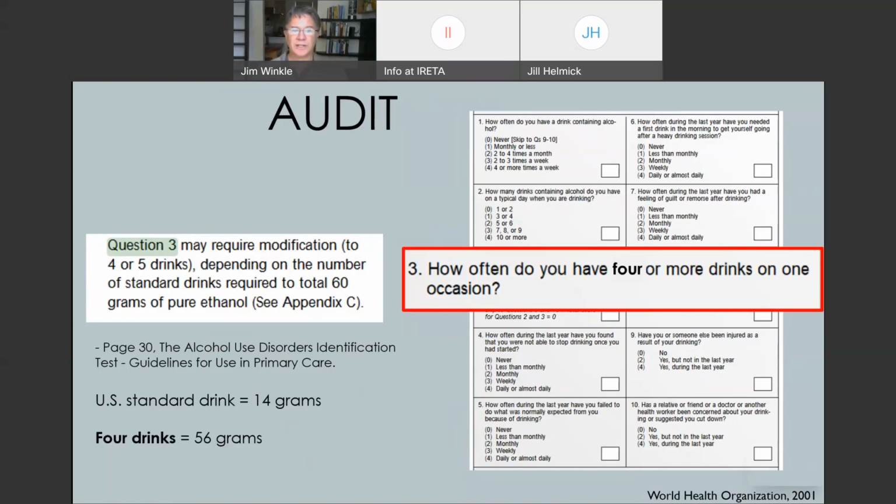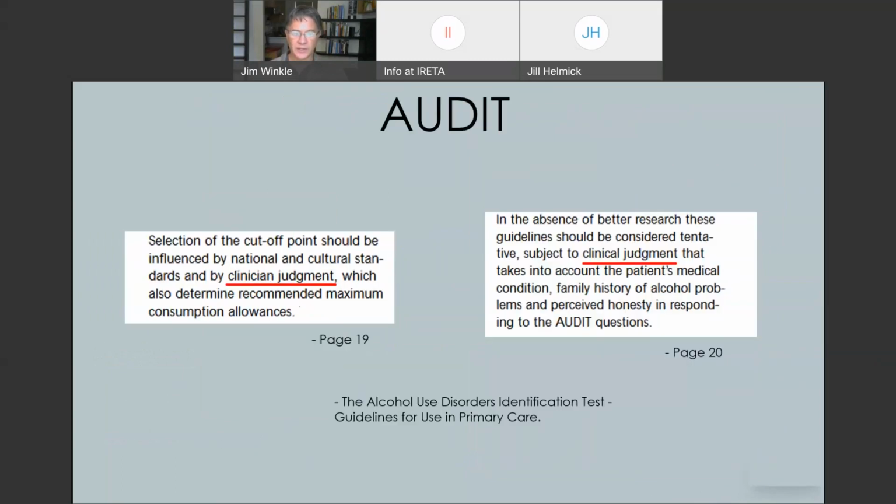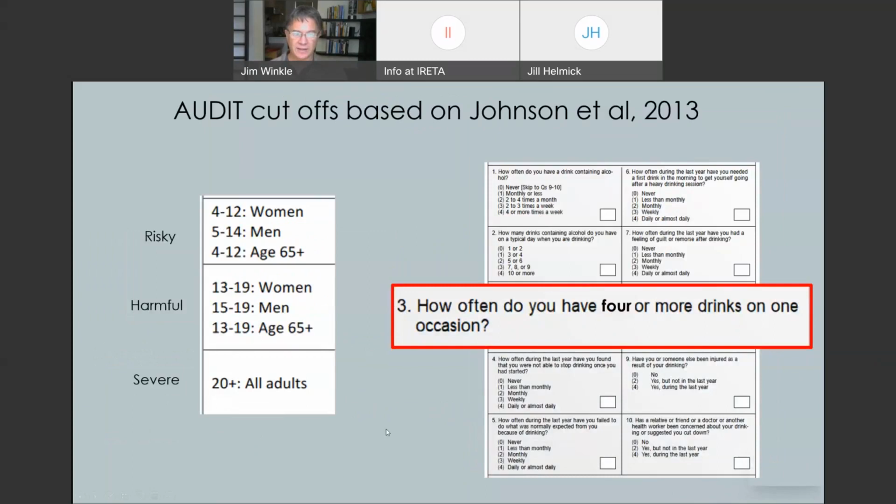We weren't sure until the Johnson study came out. It was a validity study that used 4 or more drinks, and it divided folks up into these categories. So we figured, well, let's use this study for our scoring guidelines. Technically, in the US, we should be using four or more drinks for question number three. And traditionally, using exclusive gender categories, this is what we used for the scoring guide.